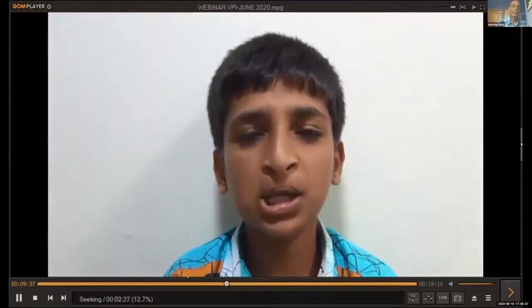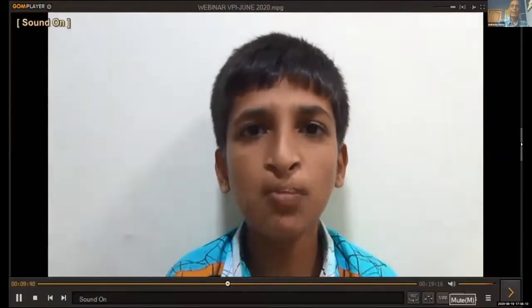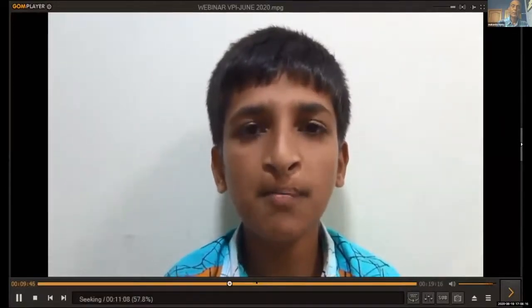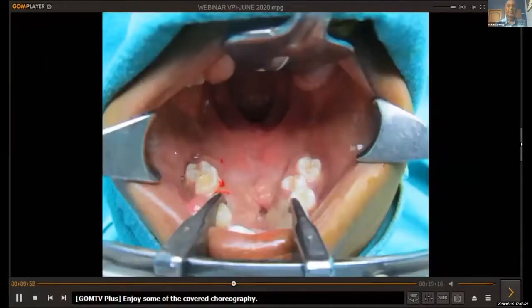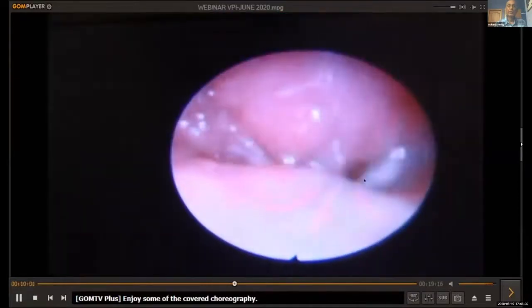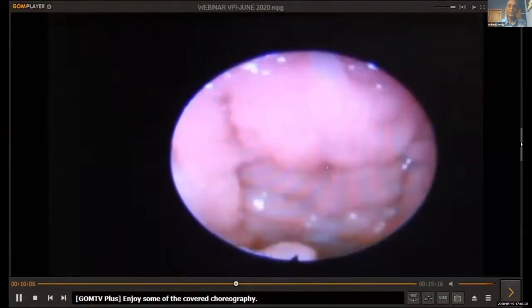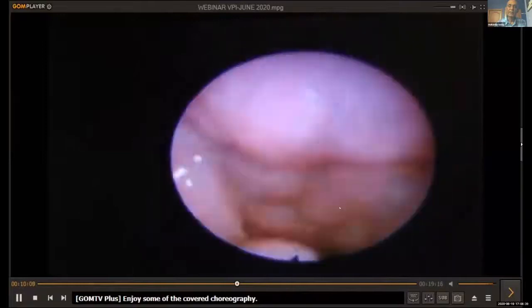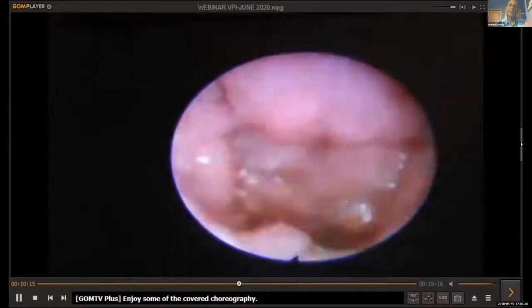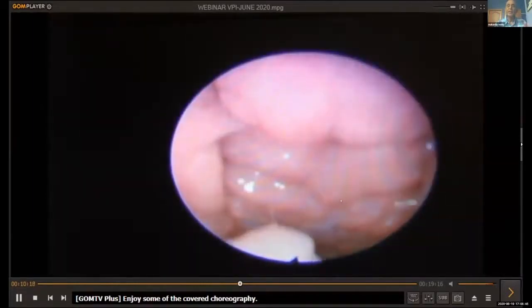This is a voice sample of a similar one, not too bad. That's the palate, how it looks. It's not too short. These are the findings on endoscopy. You can see the adenoidal hypertrophy, and then it almost touches, but there is bubbling. So these are palates where the VPD is not really severe.